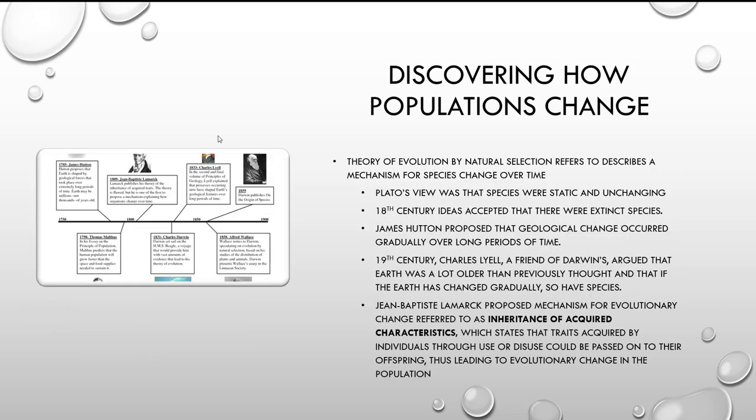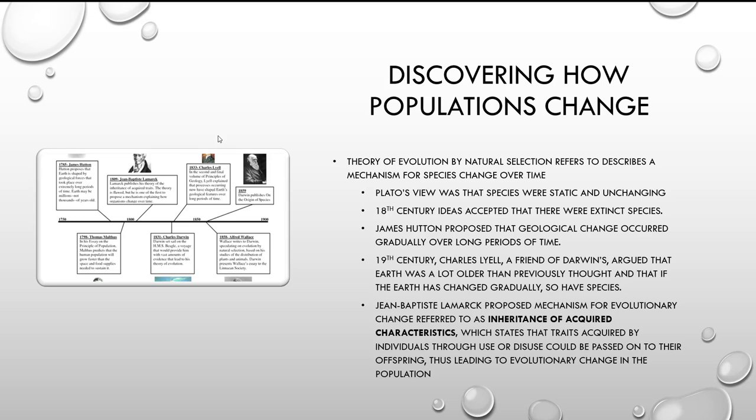Okay. So let's start out with some of the history behind the development of this theory of evolution by natural selection. When we talk about the theory of evolution by natural selection, that refers to basically the mechanisms that we see in species changing over time. Those small, minute changes that we see over time. We're not talking about big dramatic changes. We're just seeing how species evolve slowly over time.